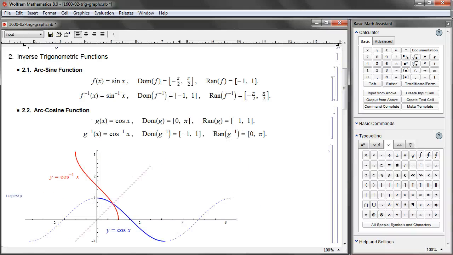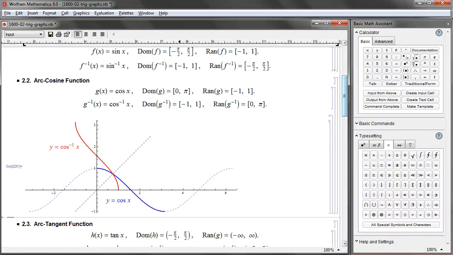And here it is. The graph of a cosine function is given here in blue. And we have to restrict its domain so that it is one-to-one. And that domain is 0 to pi. And in 0 to pi, the cosine function is one-to-one. And the range is negative 1 to positive 1.